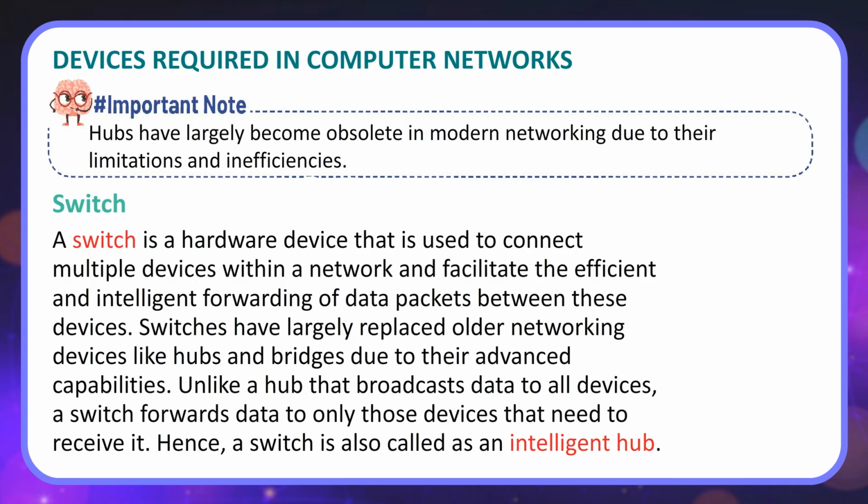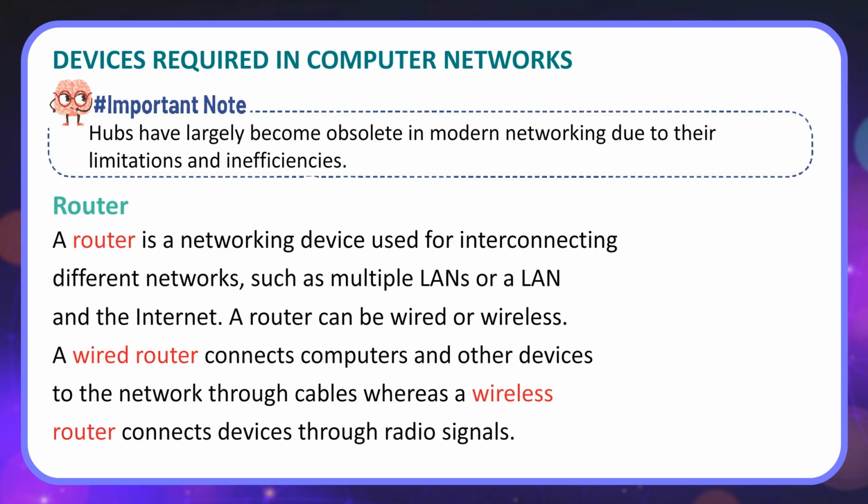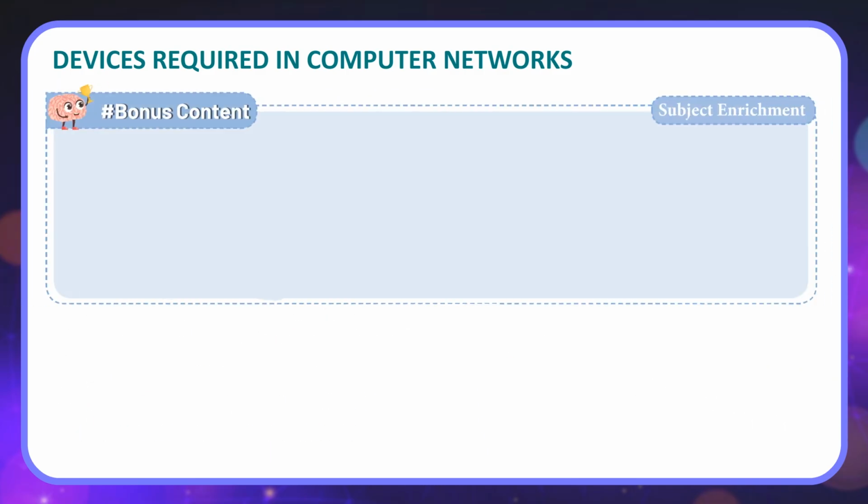Hence, a switch is also called an intelligent hub. Router. A router is a networking device used for interconnecting different networks, such as multiple LANs or a LAN and the Internet. A router can be wired or wireless. A wired router connects computers and other devices to the network through cables, whereas a wireless router connects devices through radio signals.